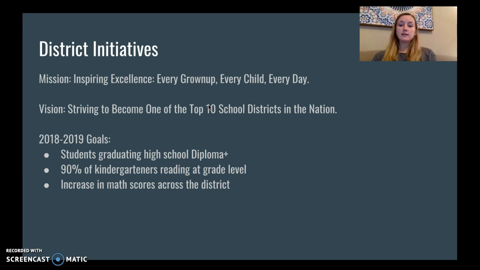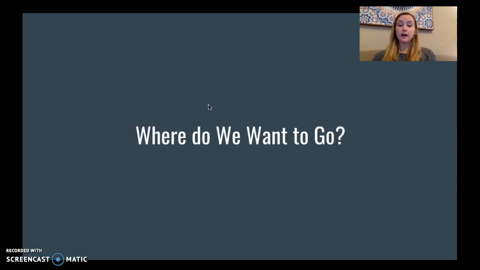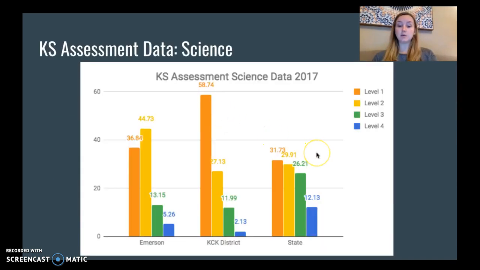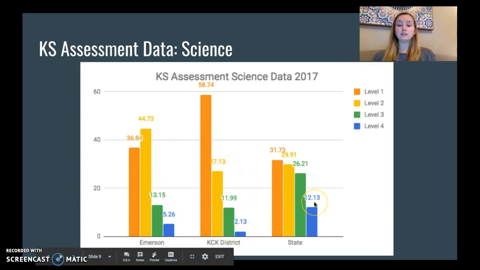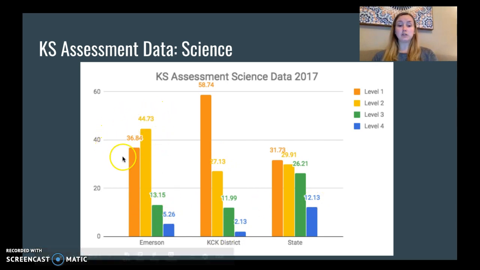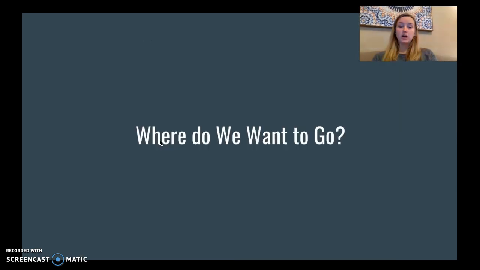So I think of excellence as being far superior to average. If we go back and look at some of these data points, we can see that Emerson is performing quite well compared to other schools in the KCK district. However, I don't necessarily know that I would consider these scores excellent when such a large amount of your students aren't performing at grade level.